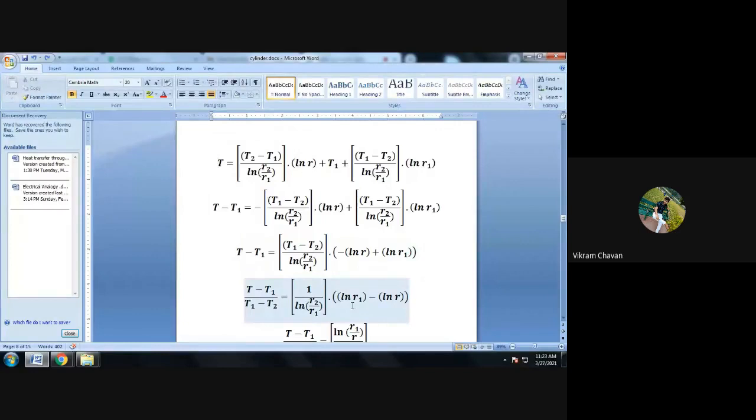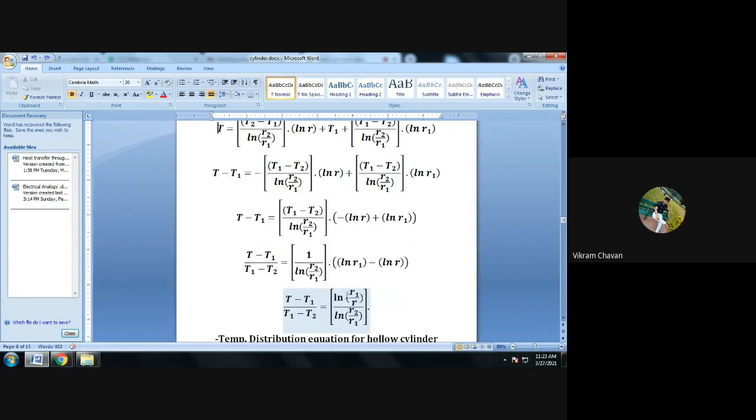So then ln of R1 minus ln of R. Once again we have to apply the logarithmic rule, that is ln of x minus ln of y will be equal to ln of x divided by y. That is, log x minus log y is equal to log of x divided by y.